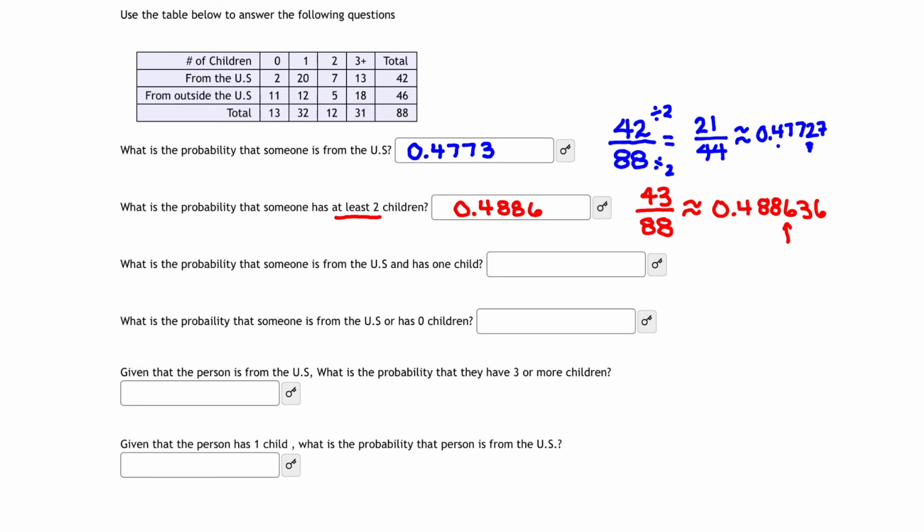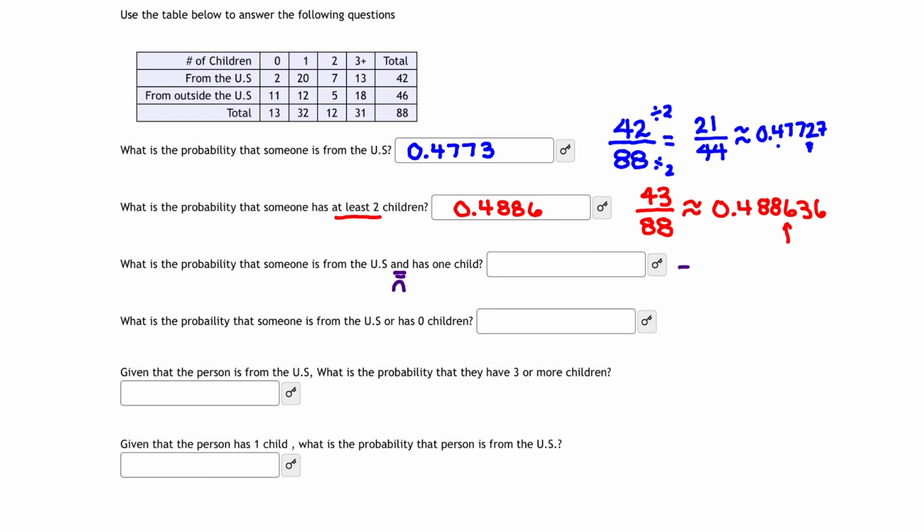What is the probability that someone is from the U.S. and has 1 child? When we see that word and, this means that our probability has to meet both of these conditions. We can think of and as intersection in set theory, right? So we are looking for someone that both is from the U.S. and also has 1 child.